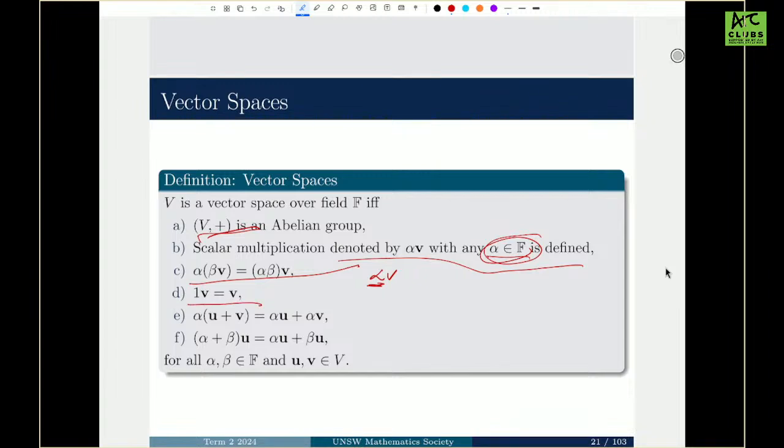We need this to be satisfied, and these two properties. So scalar multiplication needs to be able to be applied over the first addition for the two vectors, and the scalar multiplication also needs to go over scalar addition.